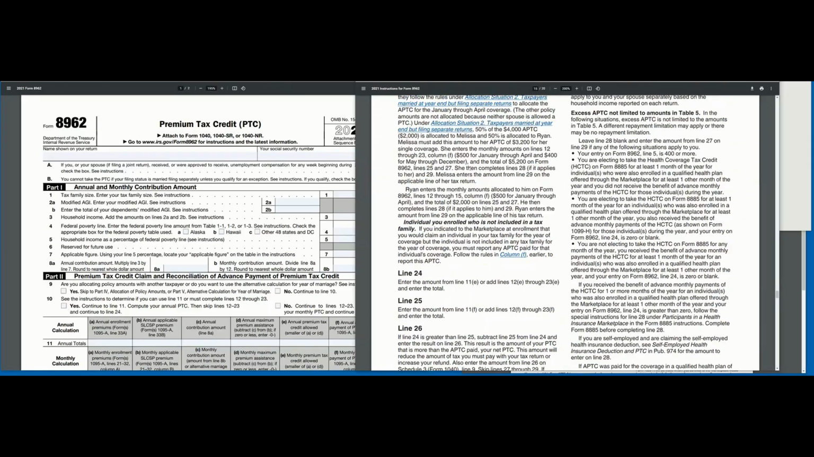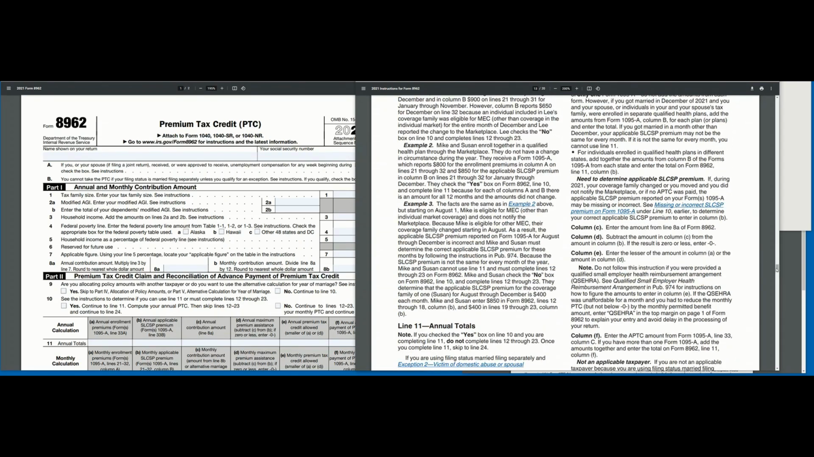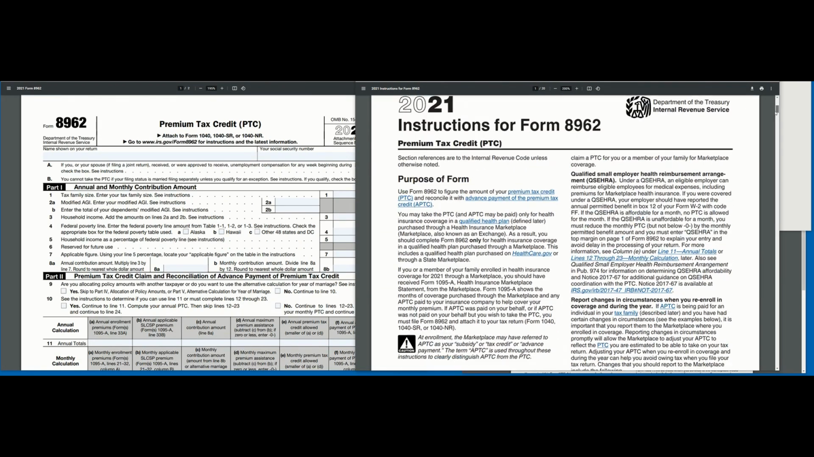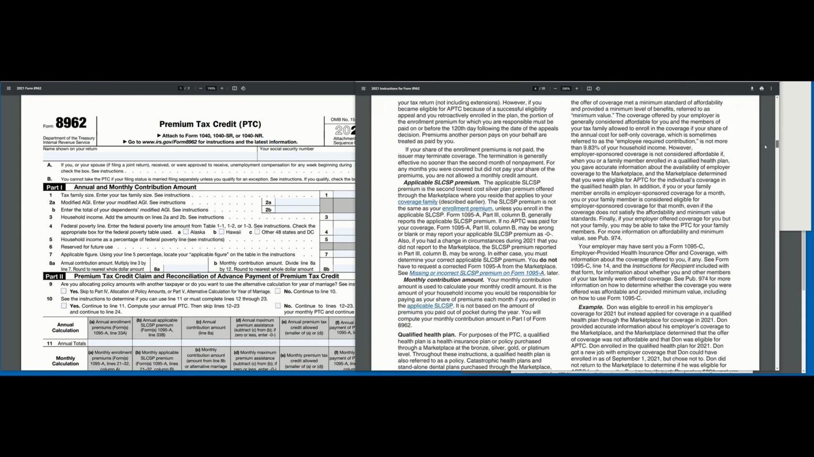So if you had health insurance through an exchange in 2021 and received help paying for your plan, then let's talk about how to fill out your Form 8962. All right, so let's do this walkthrough, and we're going to do it right by the numbers line by line, okay? So we're going to start off with the first line, which is line number 1.